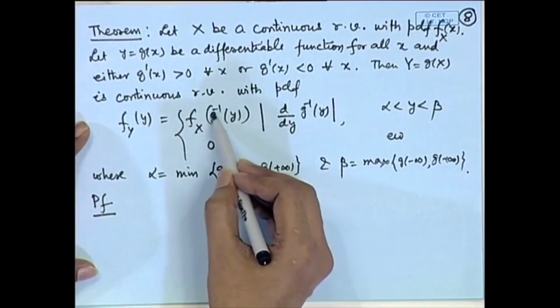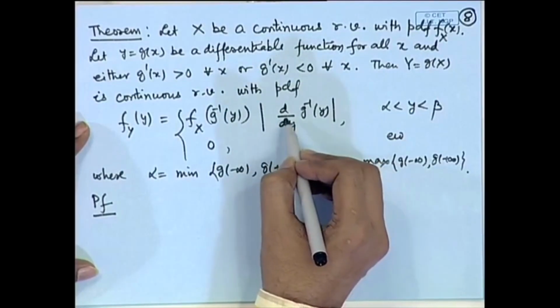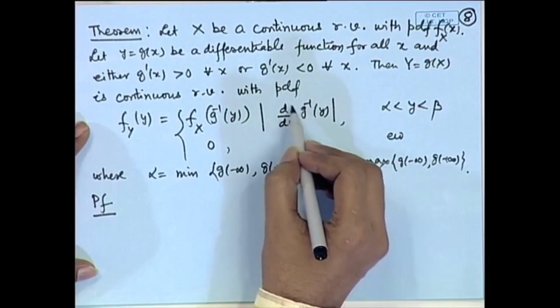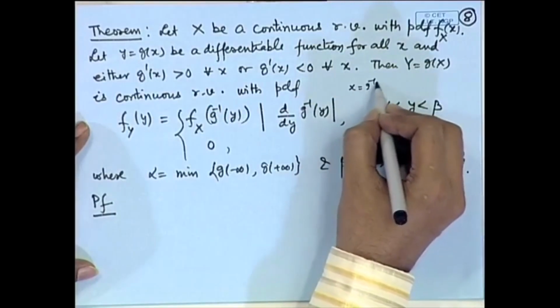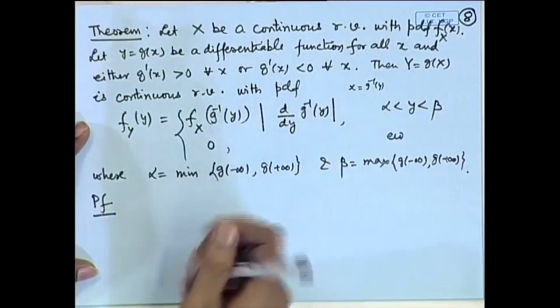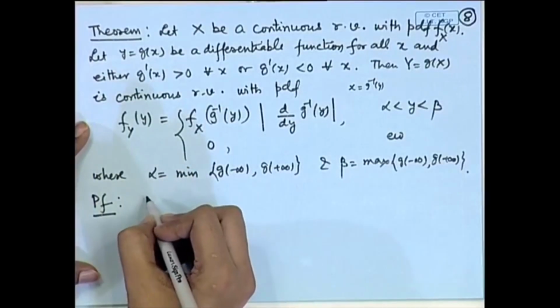That is, in place of x we substitute g inverse(y), which is uniquely determined under the conditions given here, and we multiply by the absolute value of dx/dy, because if y = g(x), then x = g inverse(y) and this term is nothing but dx/dy. So, let us consider the proof of this.